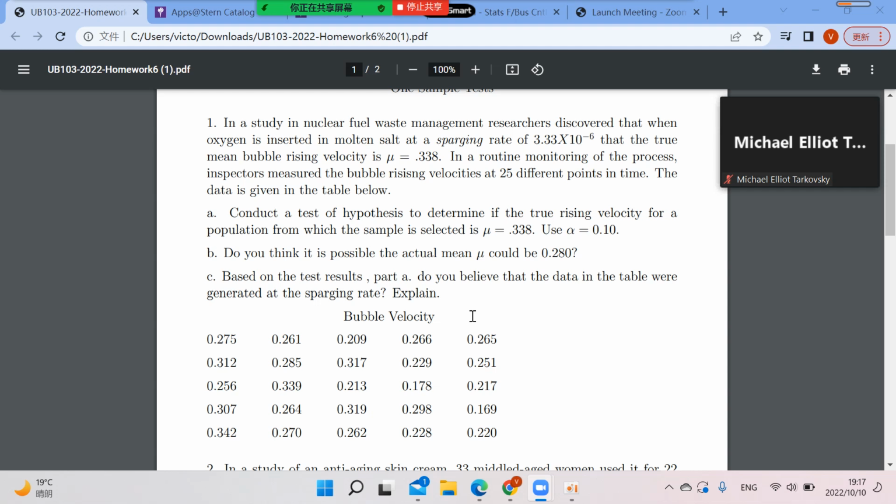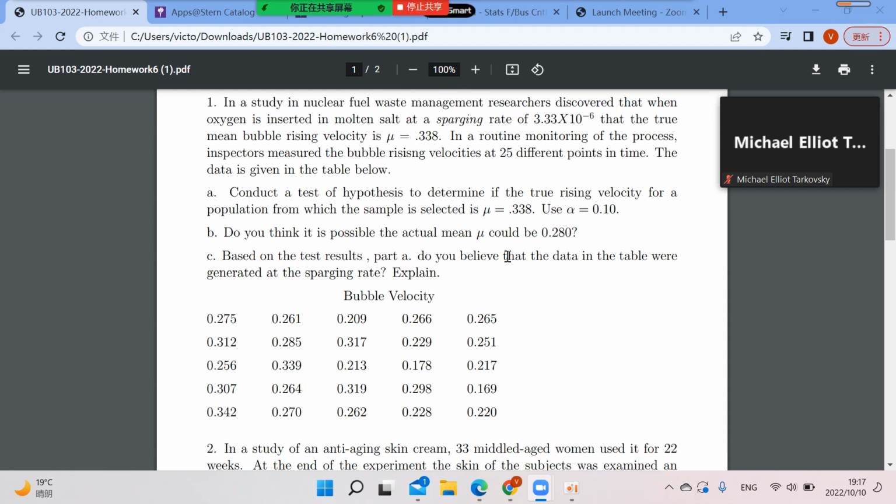Okay, the first problem is a pretty standardized t-test. You use the mean of your observation minus your null hypothesis. In this case, your null hypothesis is mu equals 0.338. So it's x minus mu divided by the standard error of x. It's a very standardized t-test.